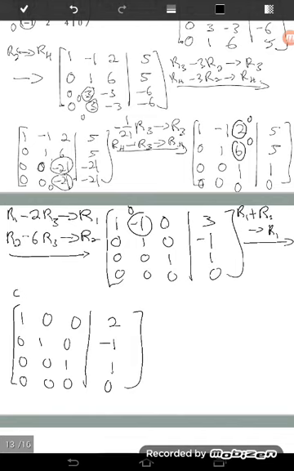And here first row is for C1, second row for C2, and third row is C3. Okay, so 1 times C1, 0 times C2, 0 times C3 is equal to 2. So therefore, since C1 is equal to 2, and then second row is 1 C2, so C2 is equal to negative 1 and C3 is equal to 1.